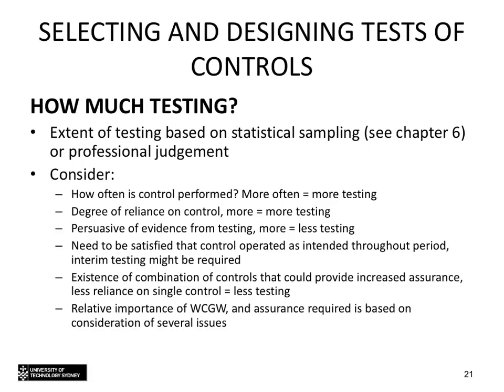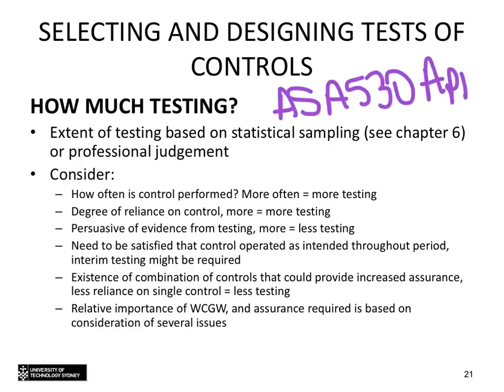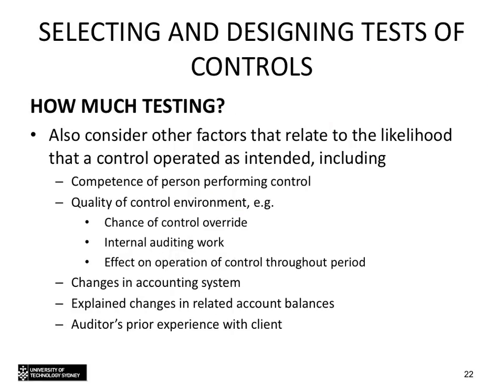So how much testing? This is the same sort of stuff that is in ASA 530 in the appendices. All right, so really simple things. If the control is performed more often, we test more. If I want to have more reliance, I do more. If I want to make sure that the control operated throughout the entire period, I might need to collect more evidence. So those things are nothing really new.